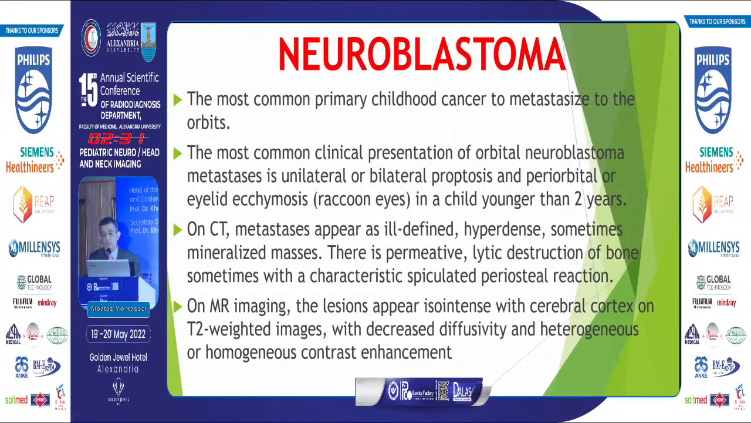Lastly, the neuroblastoma, which is an abdominal malignancy occurring in young children, can metastasize, and the most common primary childhood cancer to metastasize to the orbit is neuroblastoma. It can be unilateral or bilateral, and can give eyelid ecchymosis or raccoon eyes in children. On CT, it is helpful to show the characteristic periosteal reaction and the permeative or lytic destruction of the bone, while MRI is superior in detection of the intracranial extension of the lesion.